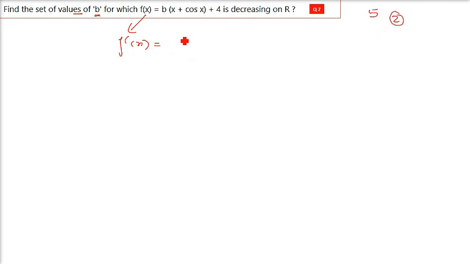So f dash x, let us see, f dash x is what? B, the derivative of x is 1, the derivative of cos x is minus sin x, then plus 4 is 0 of course. So B into 1 minus sin x should be less than 0. Now you have understood f dash x less than 0 for decreasing, f dash x greater than 0 for increasing. So the ranges and domains of cos x and sin x should be clear to you, as I have explained multiple times. So B into 1 minus sin x should be less than 0 in order for us to say that f dash x is less than 0.